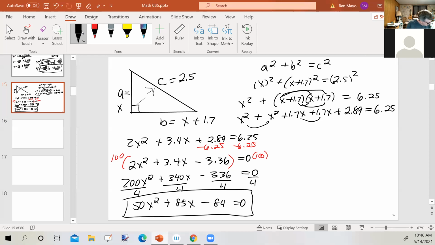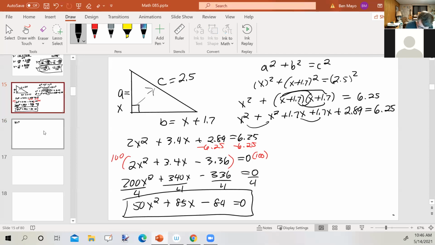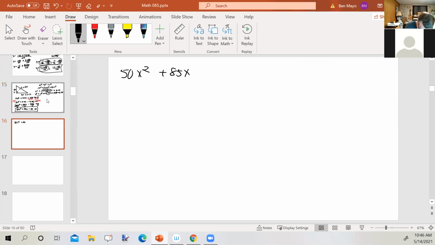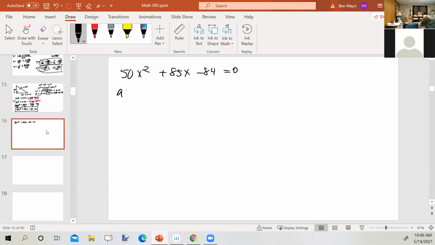Okay. Let's see here. I've got 50x squared plus 85x minus 84 equals 0. Before I go on, I think I'm going to go back and just kind of double check everything here. X squared, x plus 1.7 squared, 2.89, 4. Okay, multiplied by 100. Everything's looking good so far, I think. We'll find out. So A is 50, B is 85, and C is negative 84.